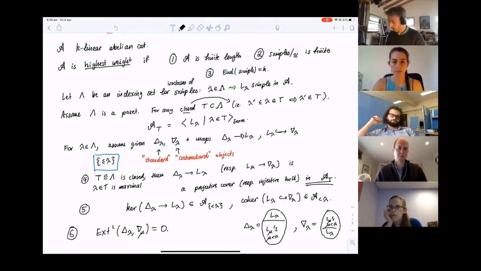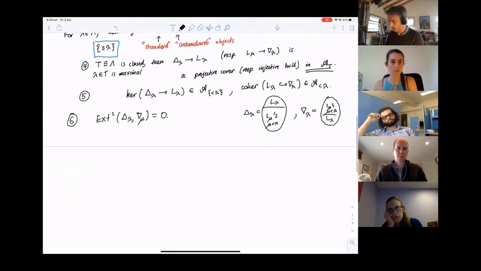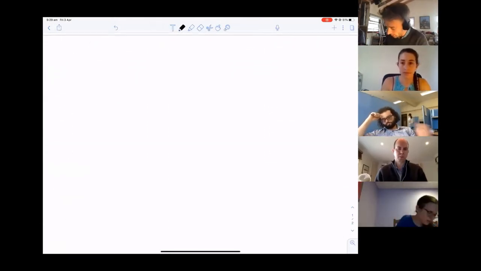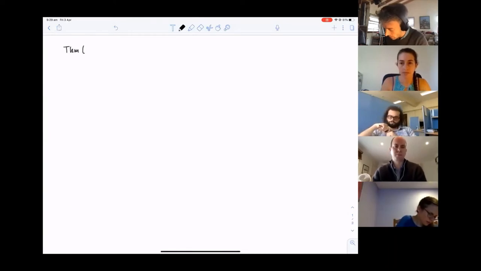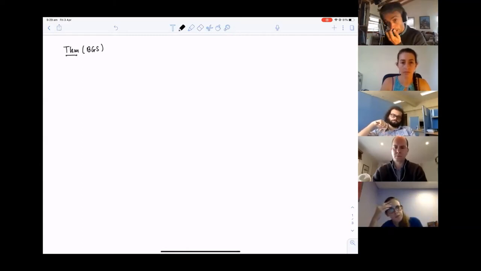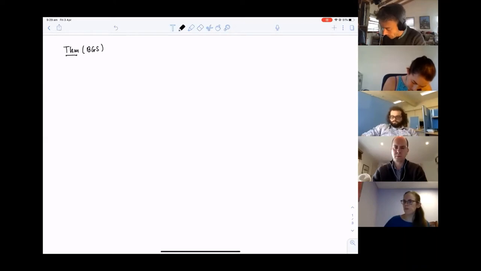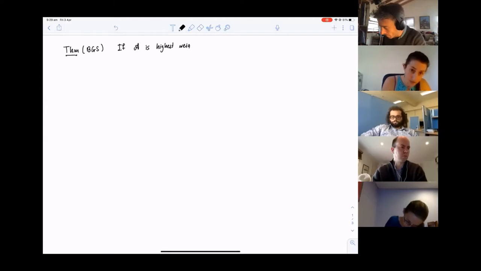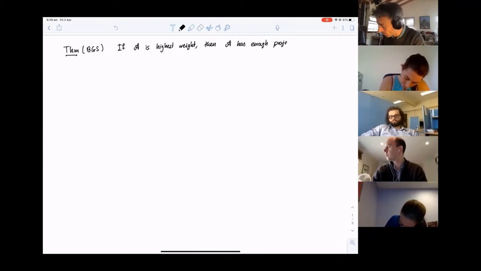Okay. So I won't go through the proof of the following theorem, which is very nice. This is one of the theorems in this paper, Beilinson, Ginzburg and Soergel, which is a rather famous and fantastic paper. So if A is highest weight, then A has enough projectives and injectives.